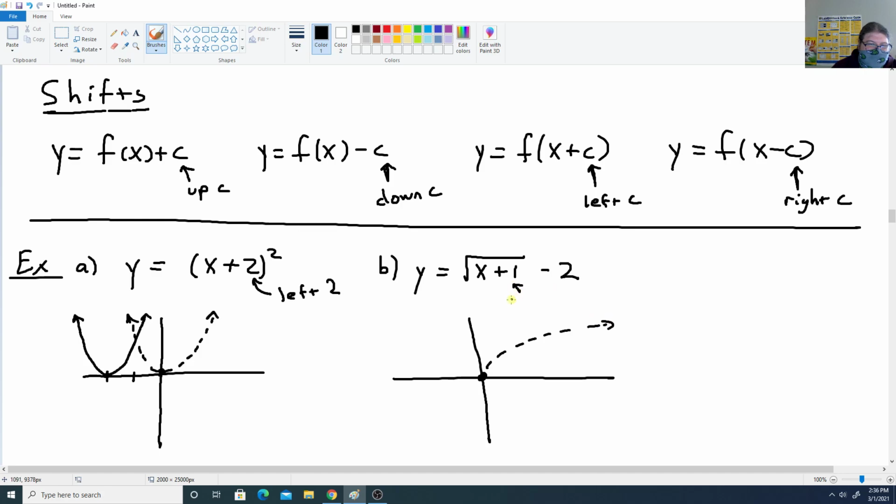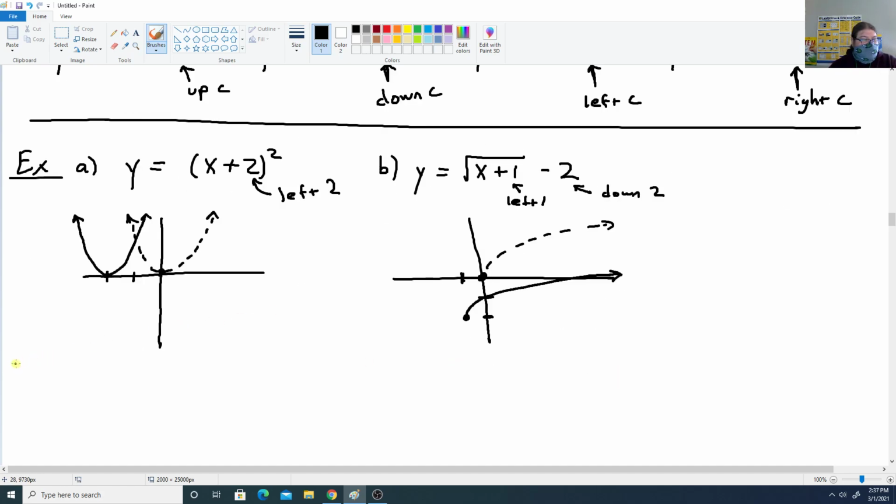If we add 1 inside, that moves us to the left 1. If we then subtract 2, subtracting 2 is going to move us down 2 units. So we want to go left 1, down 2. So we go left 1, we go down 2 units. Left 1, down 2 is down here. And then we're going to connect through with our square root graph. And that'll be what that graph looks like.